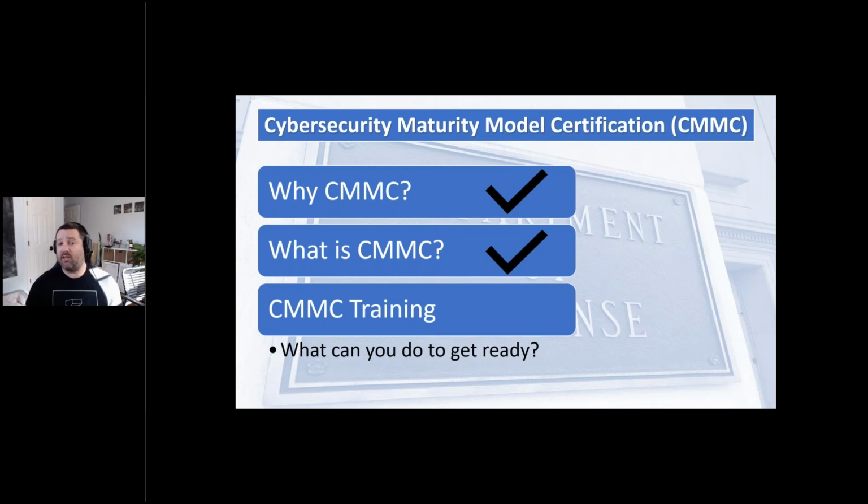Inside of this ecosystem are licensed training providers, licensed partner publishers, organizations that will do assessment, organizations that will help with consultants. So now let's talk about training. What can you do to get ready for CMMC? You don't have a lot of time, 3.5 years.